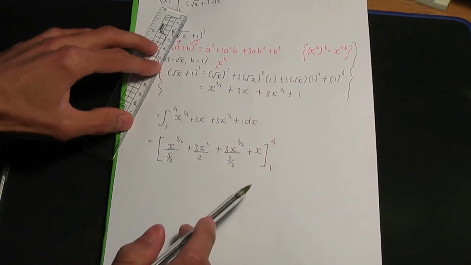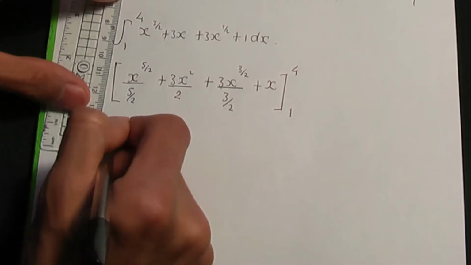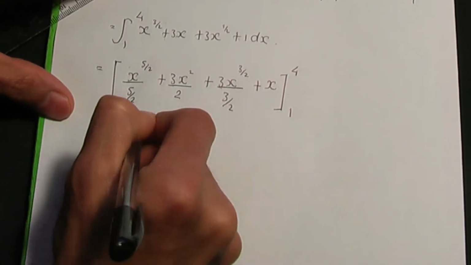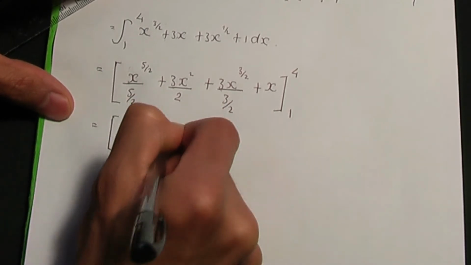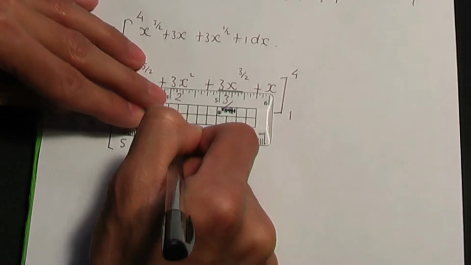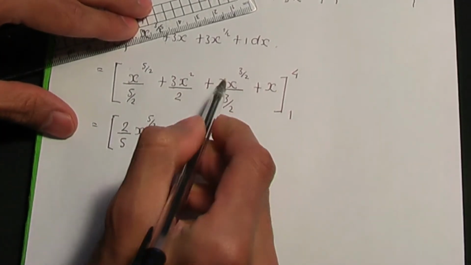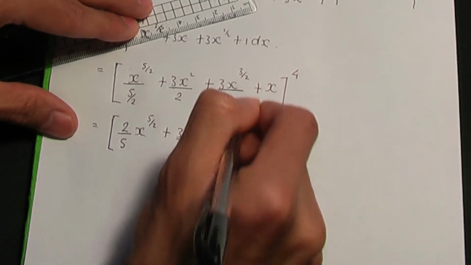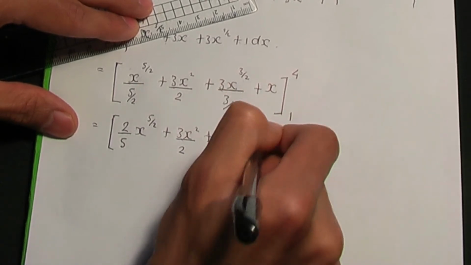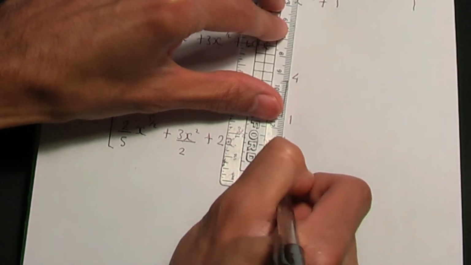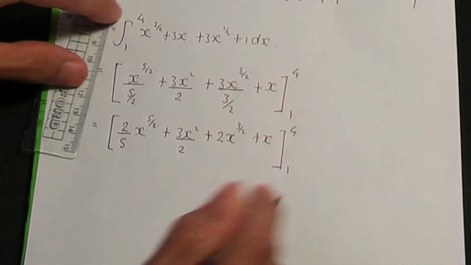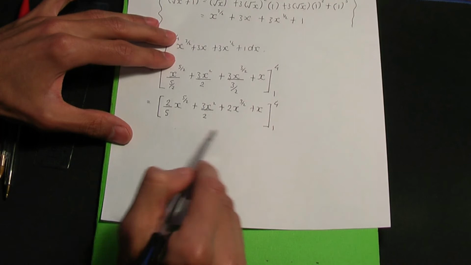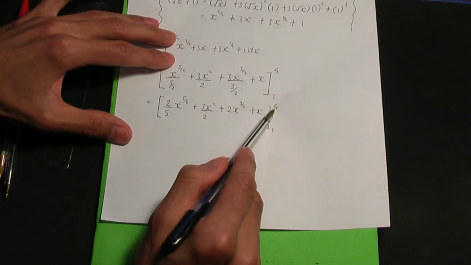So before we substitute in the limits, let's tidy this up. In this case, 1 over 5 over 2 is the same as 2 over 5, x to the power 5 over 2, plus the 3x squared divided by 2, plus 3 divided by 3 over 2 is 2, and I'll have 2x to the power 3 over 2 plus this x. Let's close that square bracket and write the limits on the right hand side still. And now we can replace the limits into our integral function. So first let's replace the upper limit.